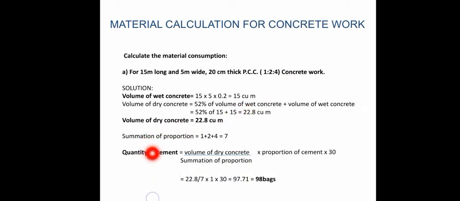Quantity of cement कैसे निकालेंगे हम? Volume of dry concrete upon summation of proportion into proportion of cement into 30. इससे क्या पता चल जाएगा हमें? Number of bags required. OK, so substituting the values, volume of dry concrete is 22.8, summation of proportion 7 into proportion of cement. Proportion of cement is 1 into 30. That gives 98 bags required.